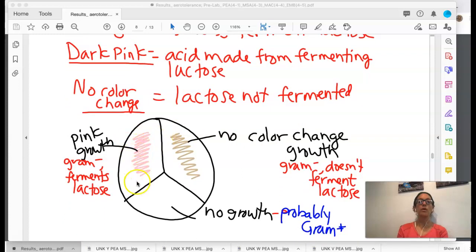So if the bacteria grow and it turns pink, it is gram-negative because it grew. It is a lactose fermenter because it changed colors. If bacteria are inoculated and they grow well, but there is no color change, it's still gram-negative because of the good growth, but it does not ferment lactose. If we were to inoculate a third quadrant with a bacterium and we saw no growth, or we saw very poor growth, all we can say is that it's probably gram-positive. We have no idea whether or not it can ferment lactose because it has to be alive in order for us to determine that activity.